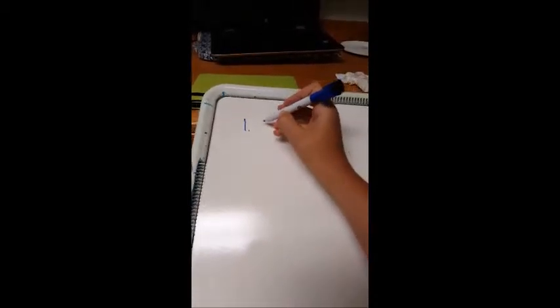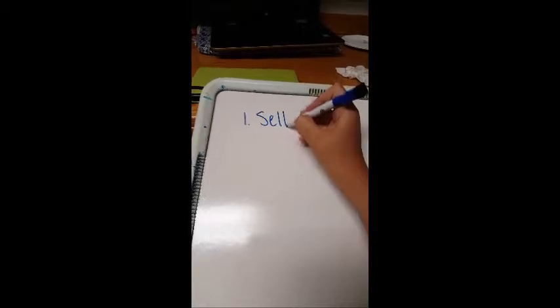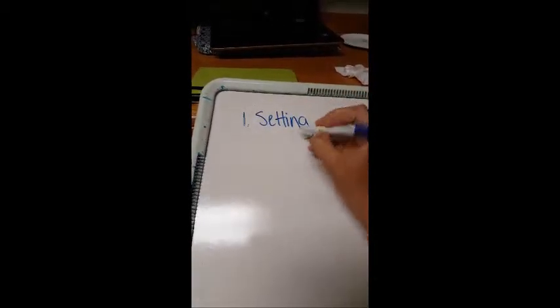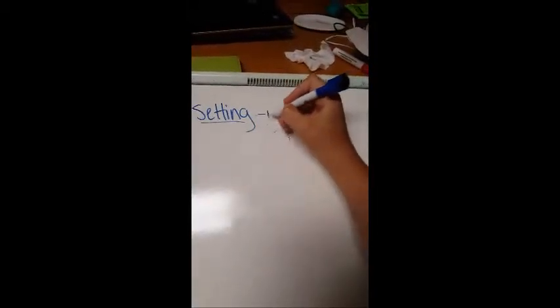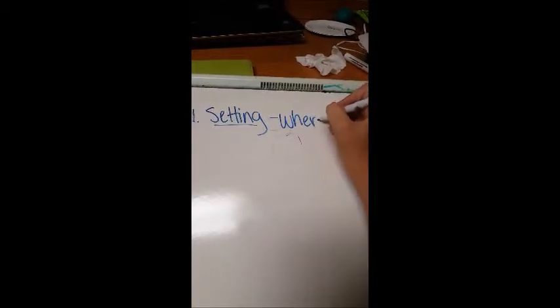And the example story that we're going to use for these is the Cinderella story, one that you probably all know. Okay, the first literary element we are going to take a look at is the setting of the story. Now, the setting is pretty simple. It is where the story takes place.